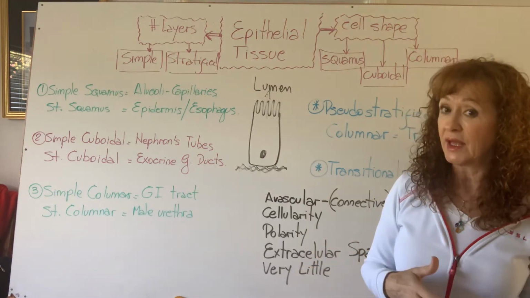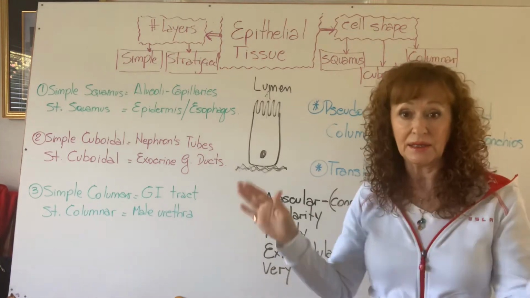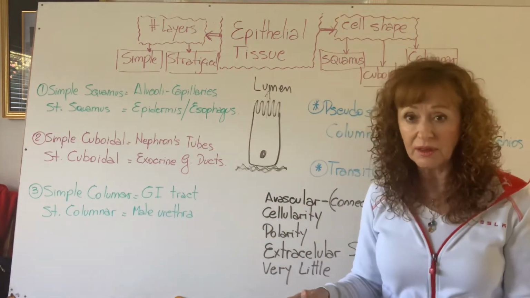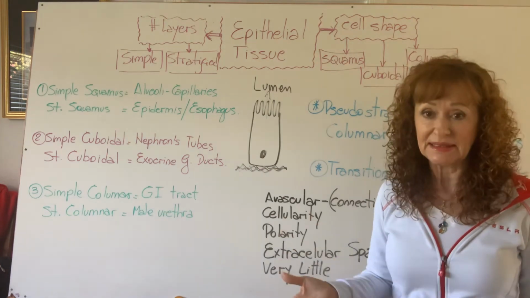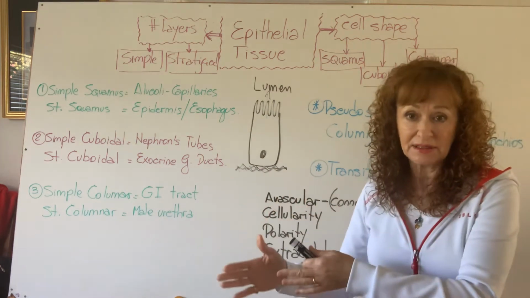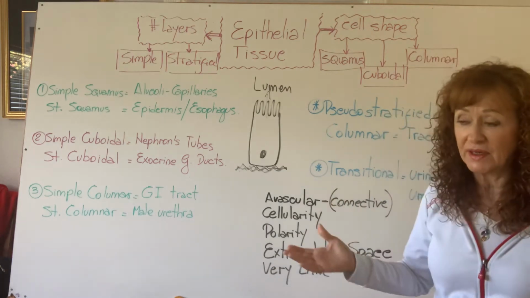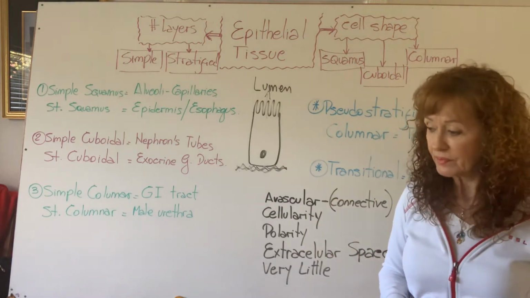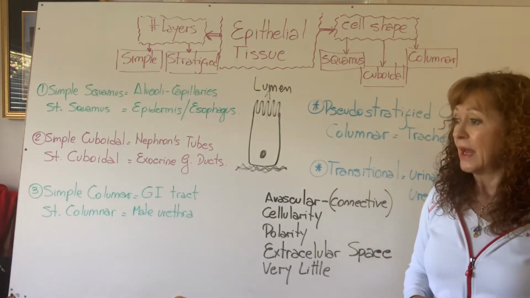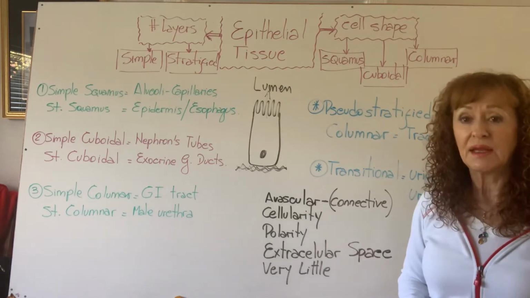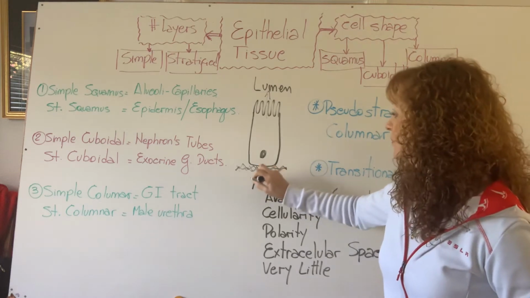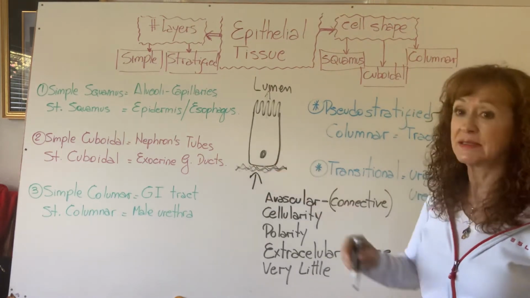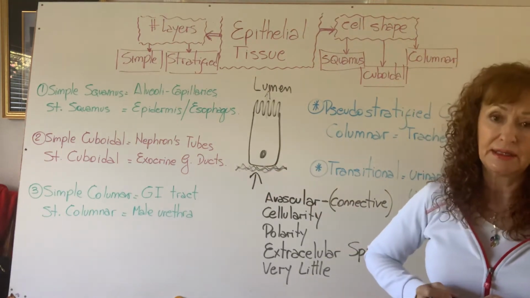Now, without irrigation, the cells die. Regardless of which cell it is, without irrigation, without blood supply, the cells die. Some can last longer than others, but definitely all the cells die at a certain point. Now, the irrigation in the epithelial tissue always comes from the tissue underneath, which is always connective tissue.